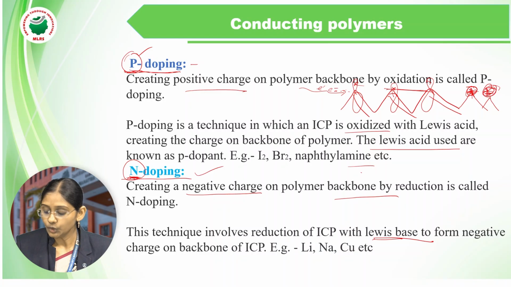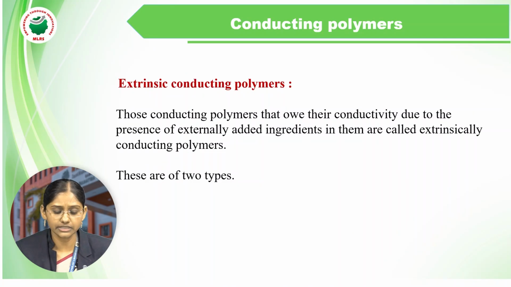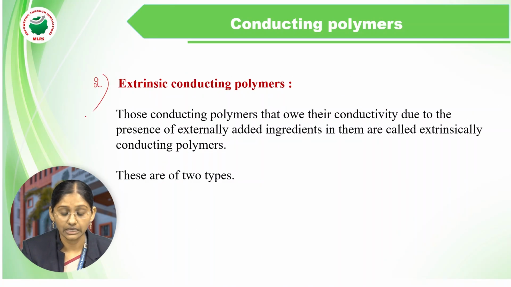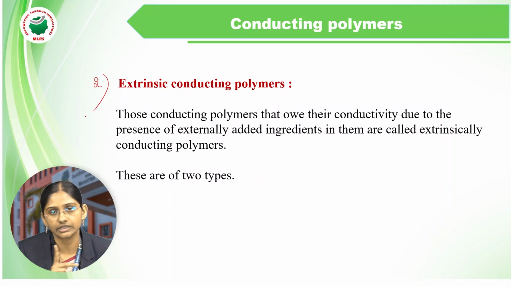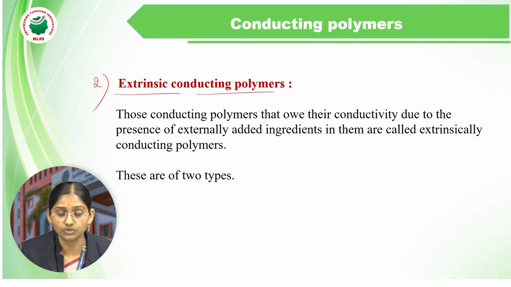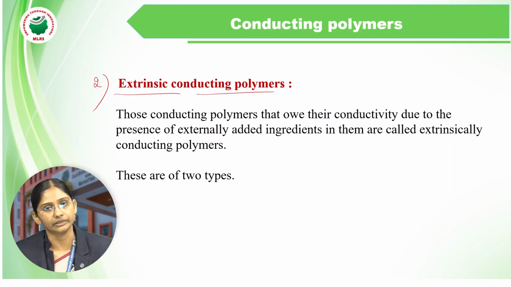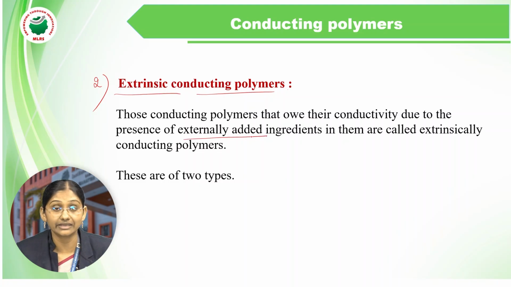This is about the doped conducting polymers. Now the second one here, our classification is two types. One is intrinsic conducting polymers and the extrinsic conducting polymers, right? So here, extrinsic conducting polymers. What is meant by extrinsic conducting polymers? These are the conducting polymers that owe their conductivity due to the presence of externally added ingredients, right? So externally added ingredients in them, extrinsic, it is called extrinsically conducting polymers.